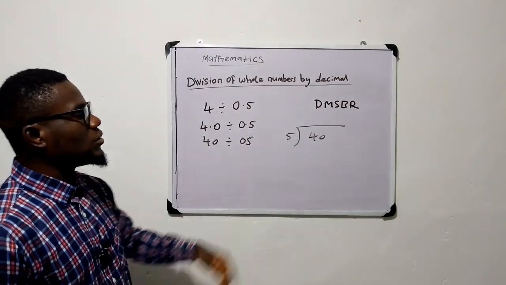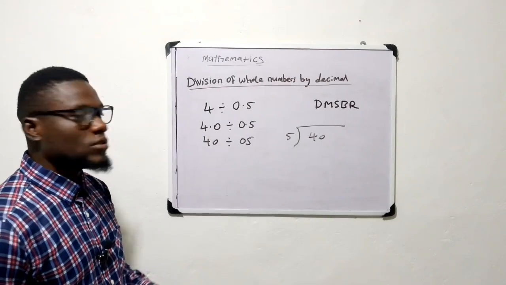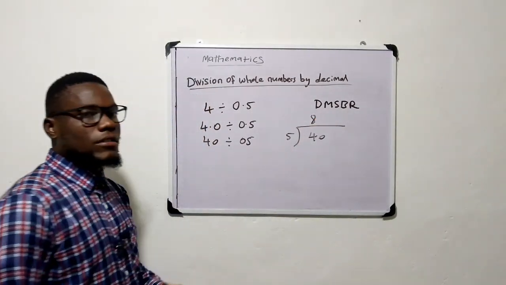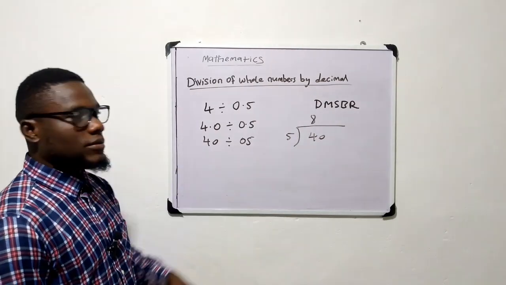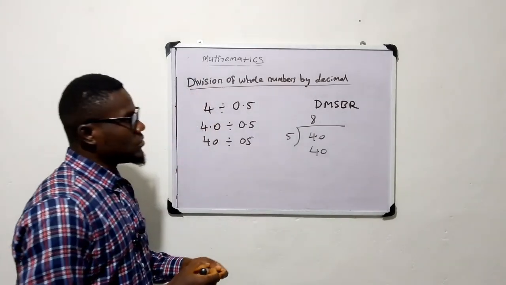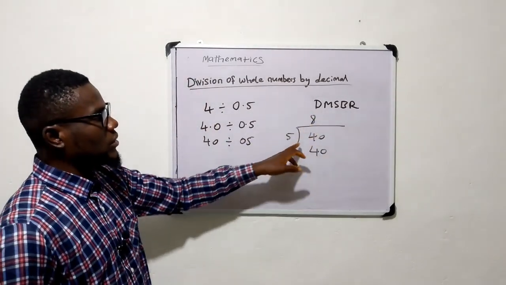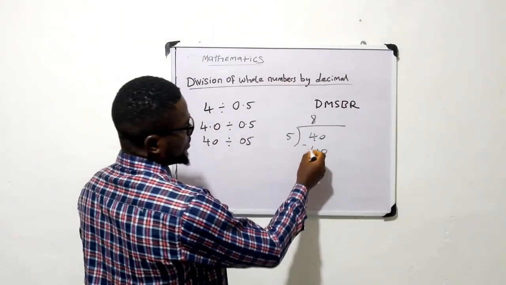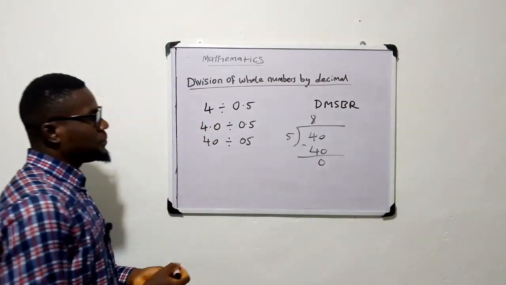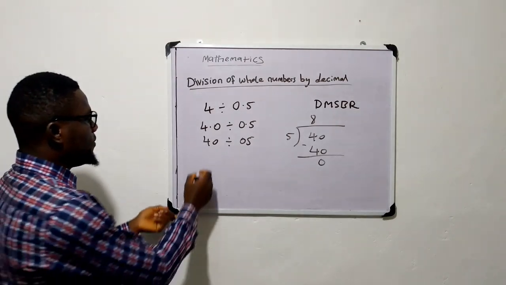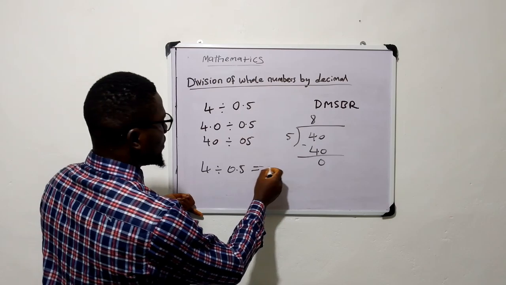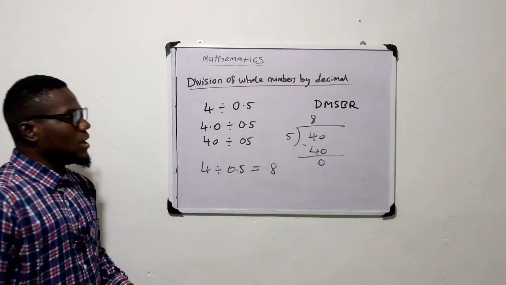Remember that when we multiply 5 by 8, we're going to have 40. So we have 8 here. Then when we multiply 8 by 5, we're going to have 40 as well. So we are done with division and multiplication. When we subtract, we're also going to have 0. So we can see that 4 divided by 0.5 will give us 8. So this is the final answer.